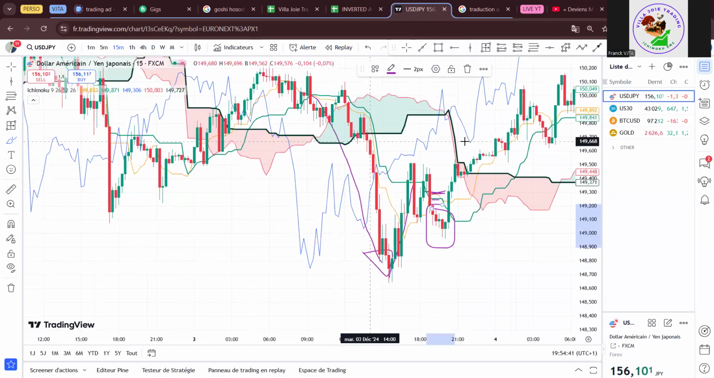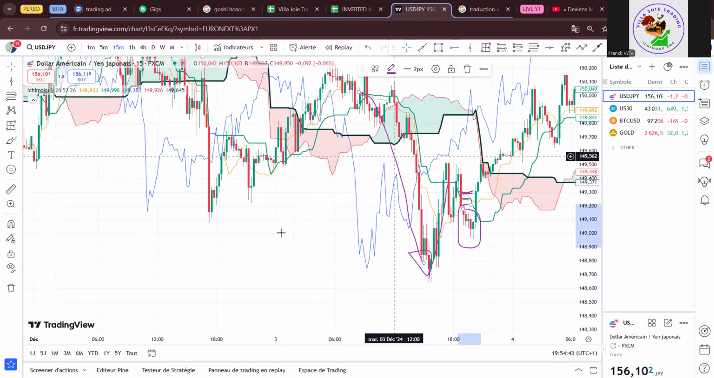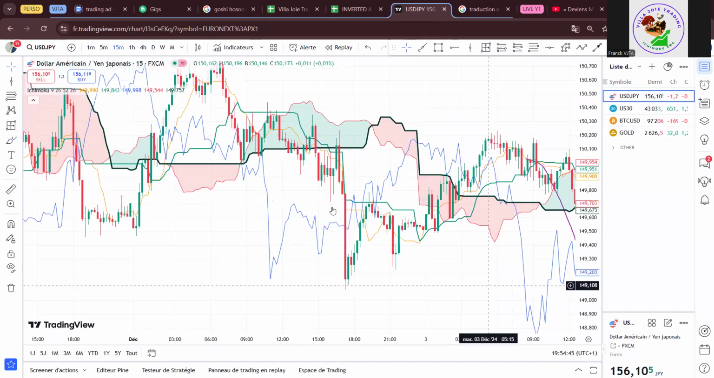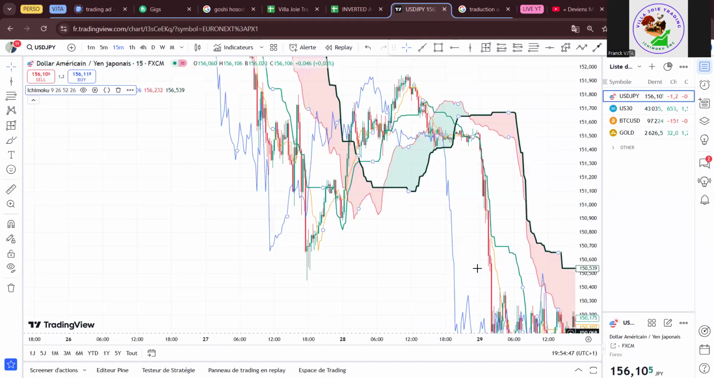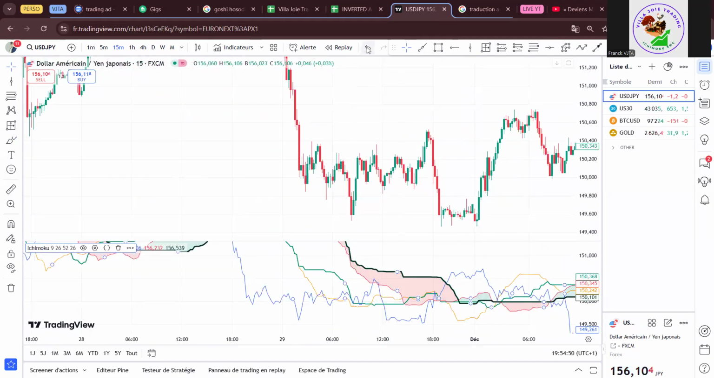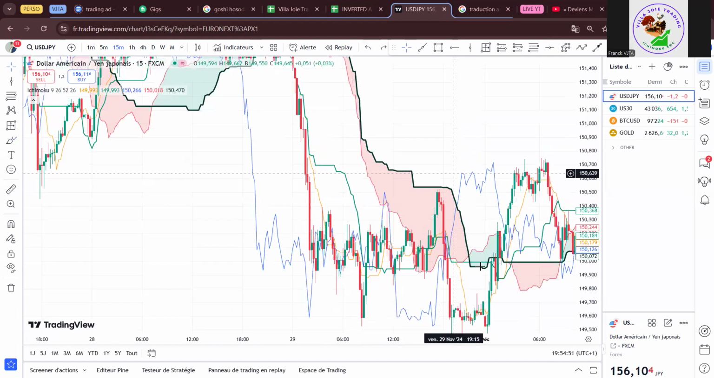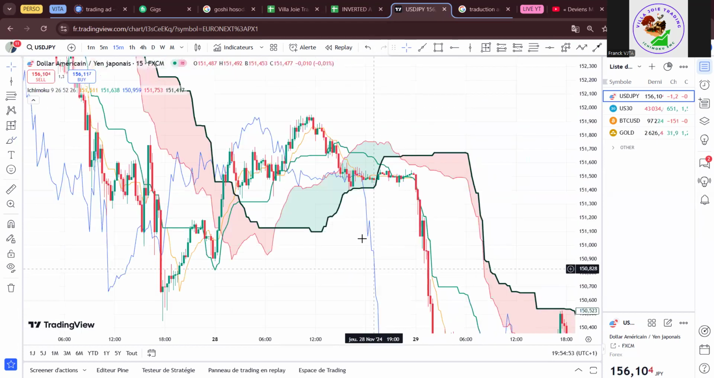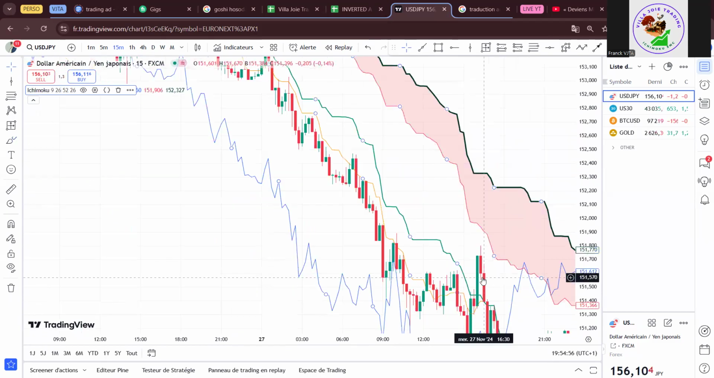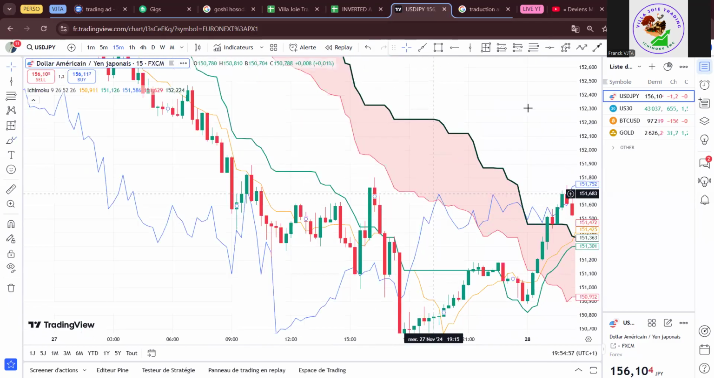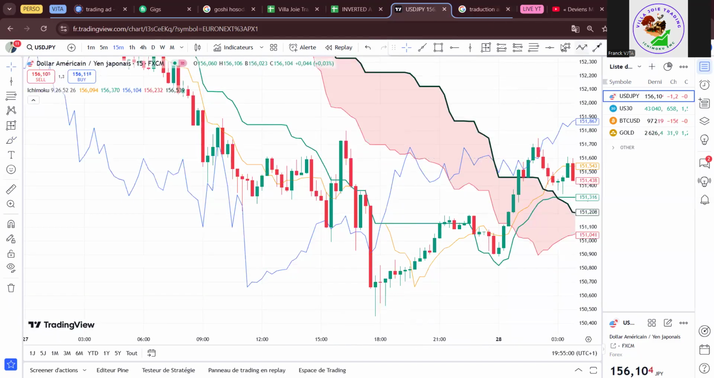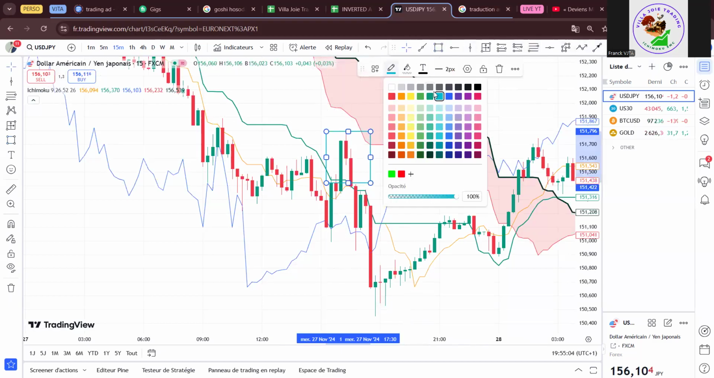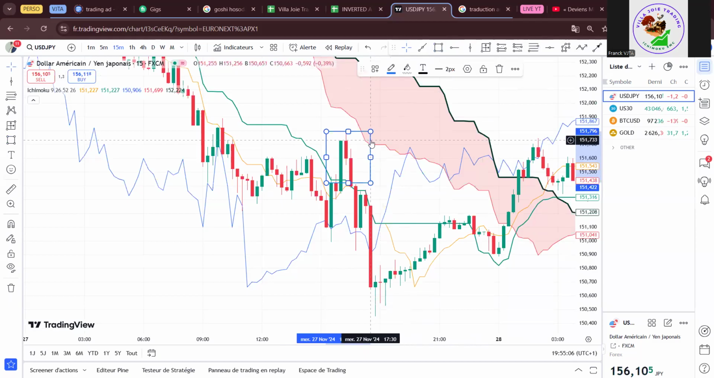Because the normal Kijun setup is what? What is the normal Kijun setup? In the normal Kijun setup, what happened? Here is, for example, a normal Kijun setup. In the normal Kijun setup, the candle, here is Kijun setup. The candle must be between the cloud and Kijun.